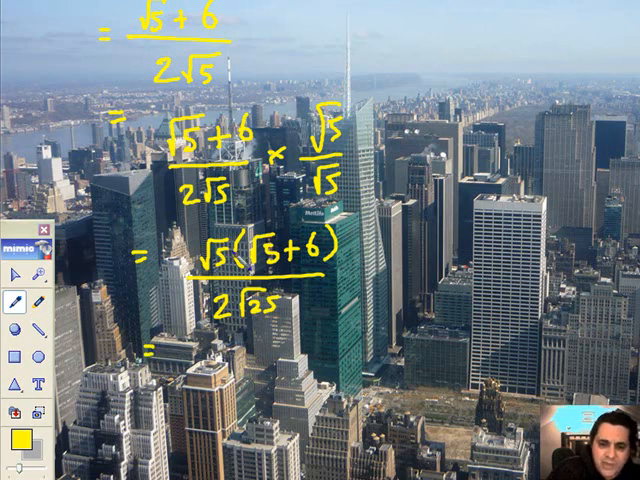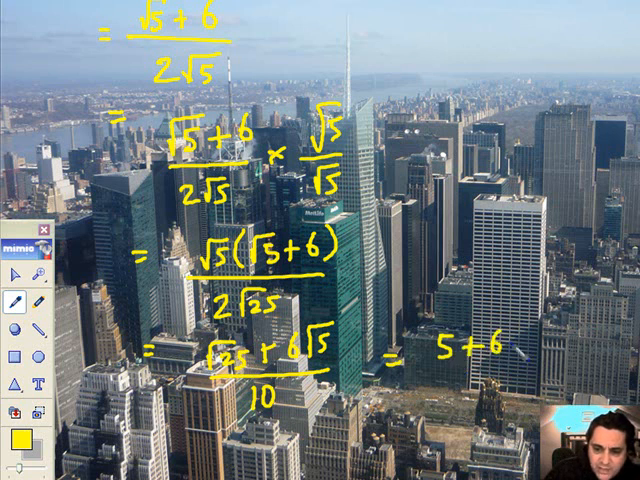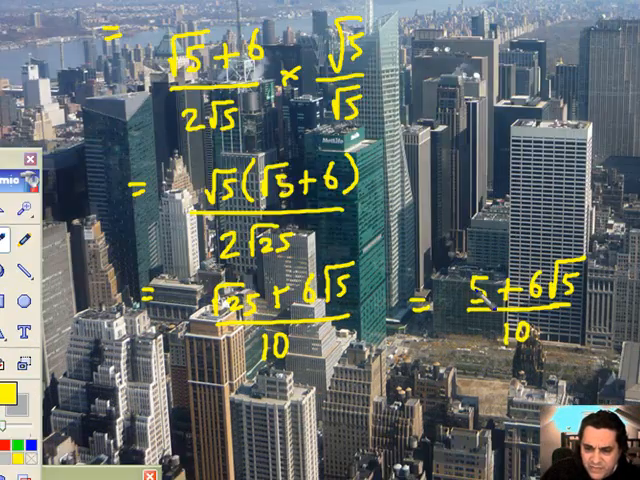So let's do the top bit now. Root 5 times root 5 is root 25 plus, well, can't do much with that, 6 lots of root 5. Underneath, what have I got? I've got 2 times 5, 10. Let's take it further over here. Over here I've got the square root of 25, which is 5. So I've got 5 plus 6 root 5. And I divide that by 10. Very, very nice.